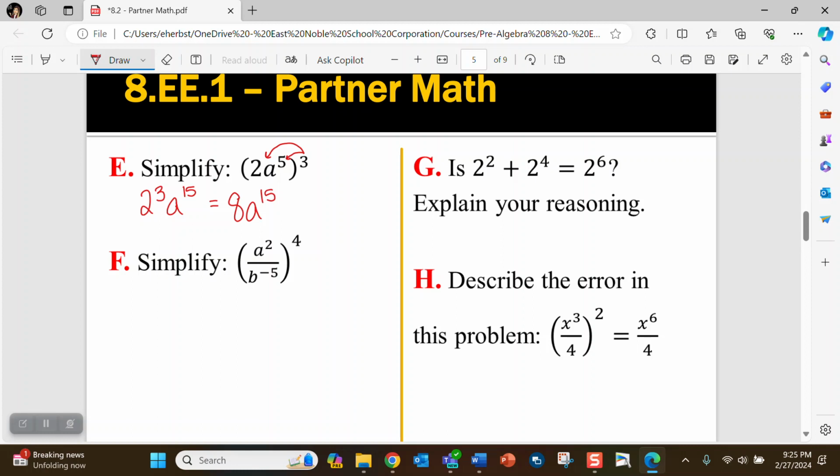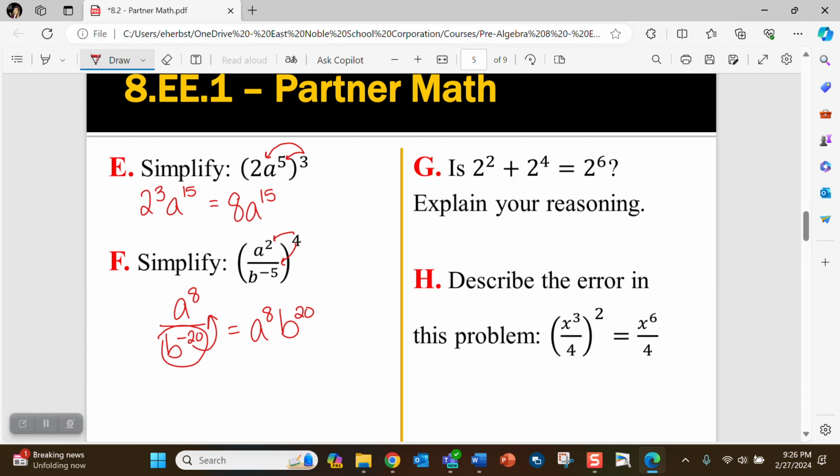In letter F, a squared over b to the negative 5th, all raised to the 4th power. So you can do this a couple different ways. We can go ahead and simplify or fix that negative 5 on the exponent by moving that to the top, or we can multiply first. I'm going to go ahead and just multiply first. So remember, both the numerator and the denominator get that power of 4. So we're going to multiply, that's a to the 8th, b to the negative 20th. And so there's that negative exponent that is going to move back into the numerator with the a to the 8th. And we're going to get a to the 8th, b to the 20th.